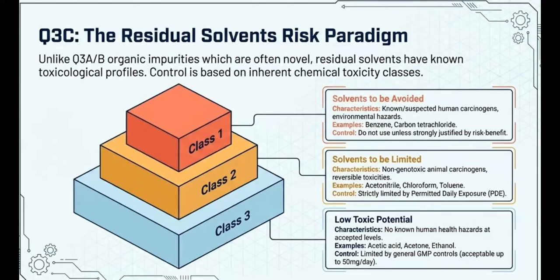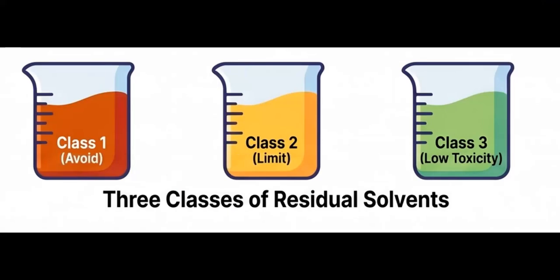Class 2, limit. Solvents with non-genotoxic animal carcinogenicity or possible irreversible toxicity. These must be used below established limits. Examples include acetonitrile and methanol. Class 3, low toxicity. Solvents with low toxic potential to humans. They are acceptable at higher levels but should still be reported if present above 0.5% of the drug substance. The visual of the 3 beakers, red, yellow, and green, is a helpful way to remember. Red means avoid, yellow means limit, green means lower risk but still control.